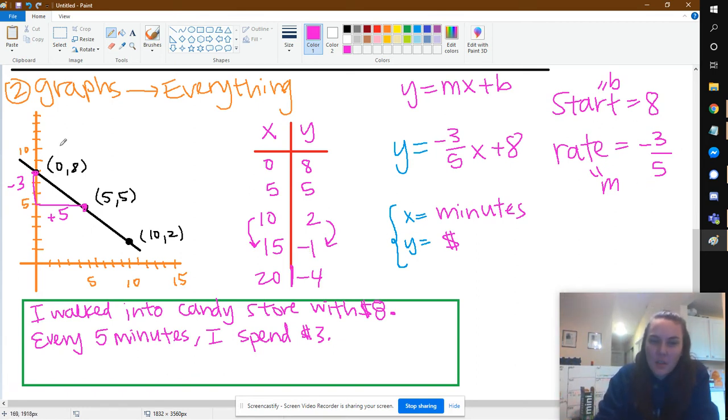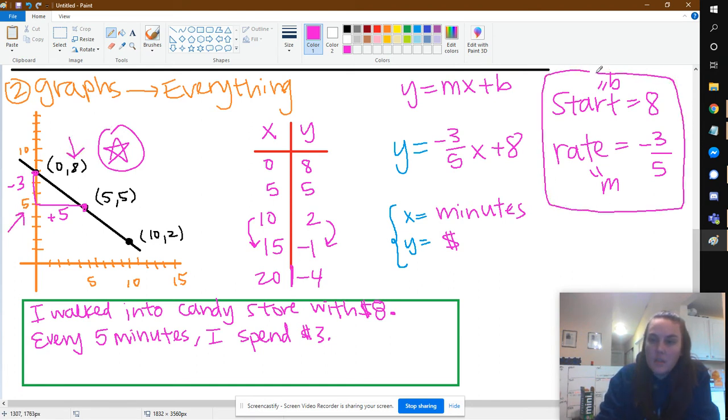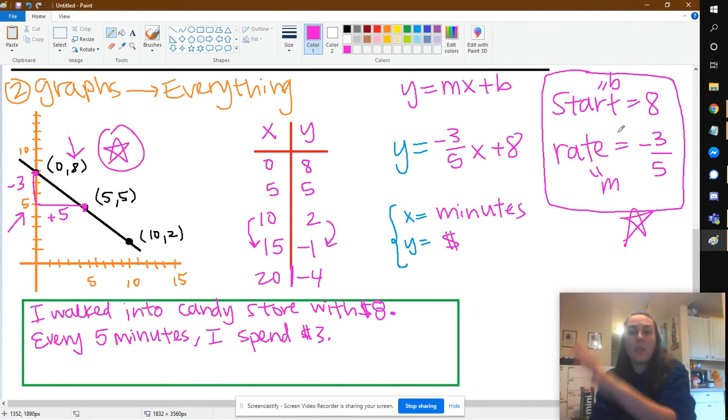Okay, and so we started with the graph. We made it from a graph into a table, into an equation, and into a scenario. And the big thing here is that we saw our graph, we noticed our rate, and we noticed our start point. We put that off to the side. And then this is what we're actually referencing when we made our table, our equation, and our scenario. So we go from graph to start and rate, and then from start and rate to everything else.